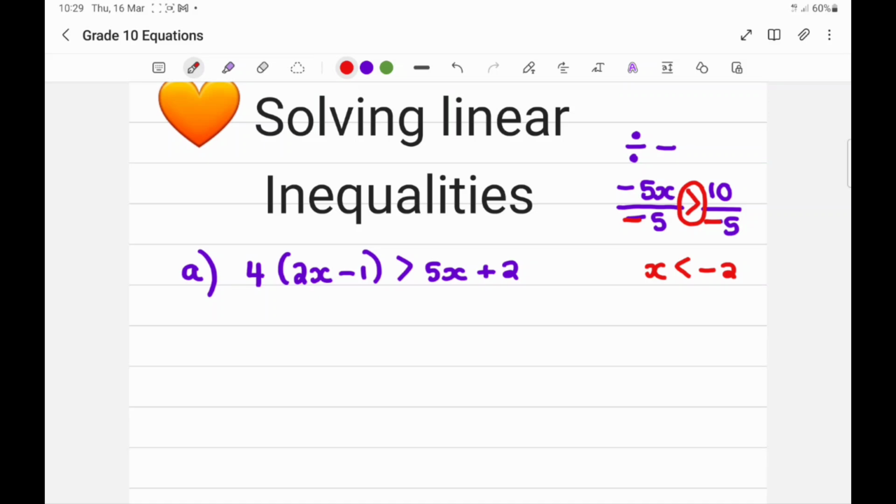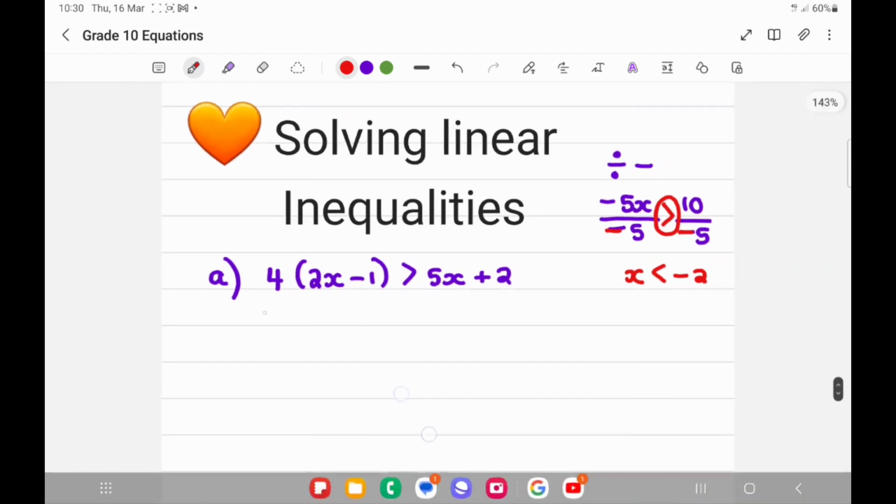All right, so with the first one, they say to you 4 times 2x minus 1 is bigger than 5x plus 2. Solve for x. What this means is that x doesn't have just one answer. X isn't specifically 2 or 5. It has a collection of answers. That is what you get with solving linear inequalities. So let's have a look.